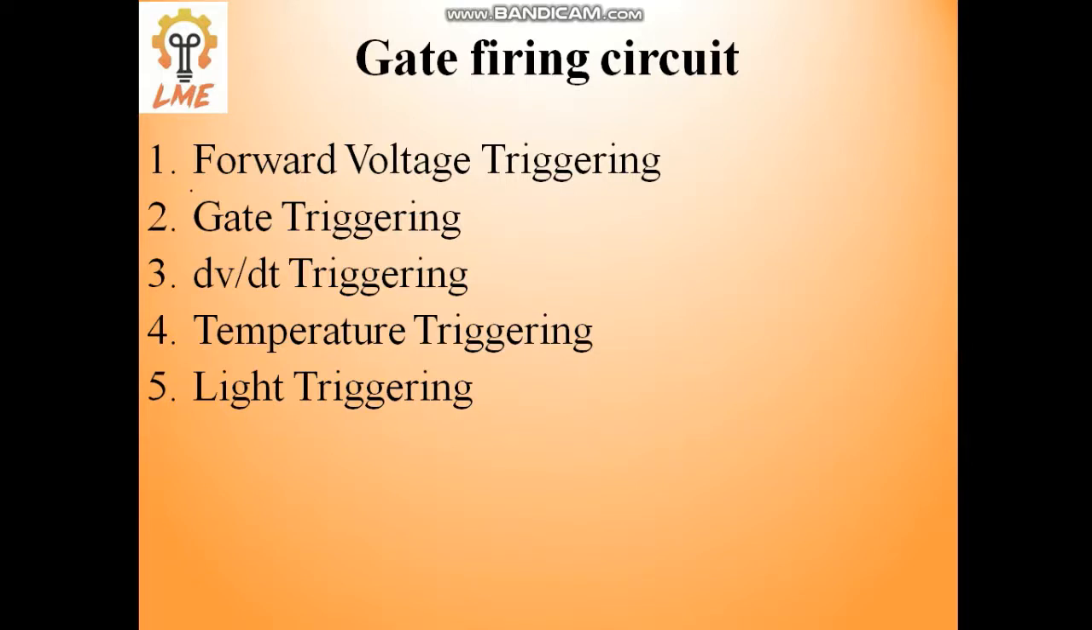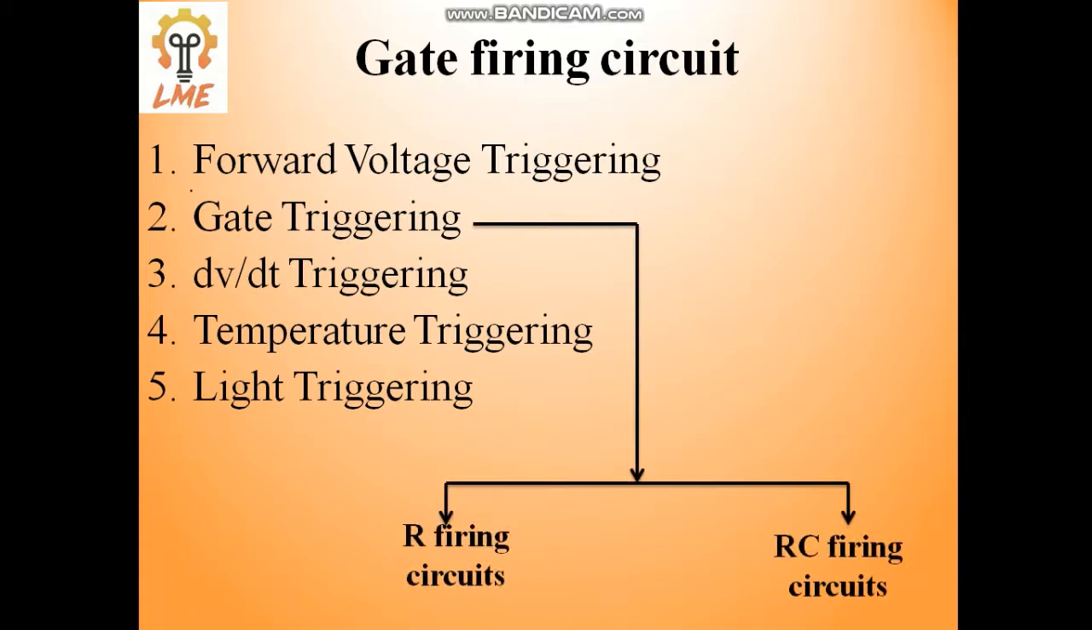There are various ways for gate firing circuits, meaning to trigger an SCR by using the gate terminal. Out of those, we are discussing the two most important and most popular ways. One is known as the R firing circuit, another is known as the RC firing circuit. R stands for resistance, RC stands for resistance and capacitance. In the R firing circuit, only resistance is used. In the RC firing circuit, resistance and capacitance both are used. So let's check the R firing circuit.